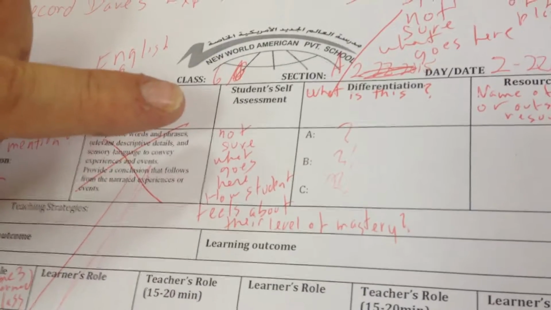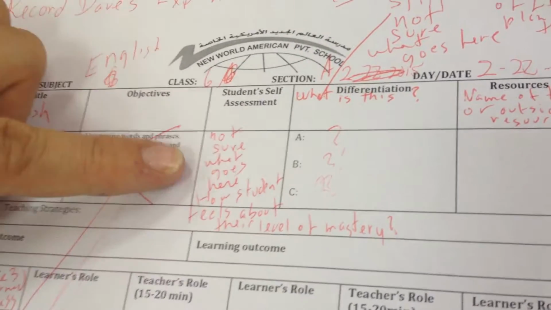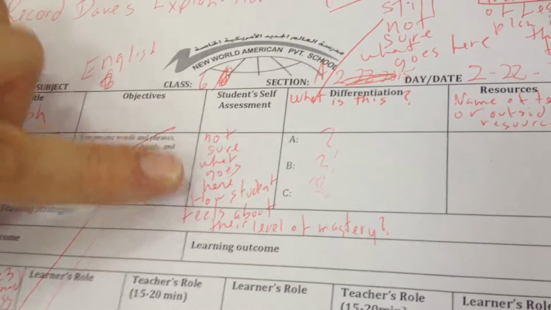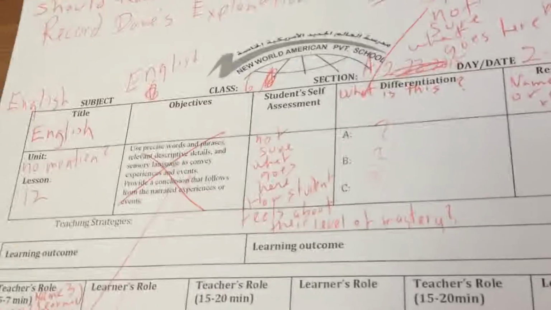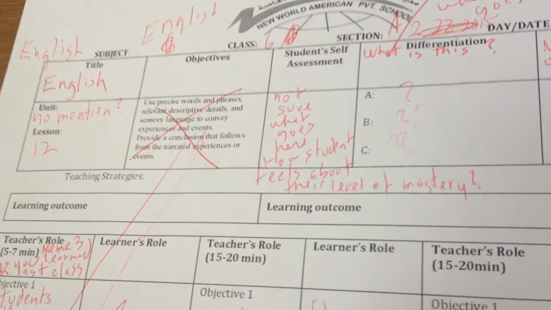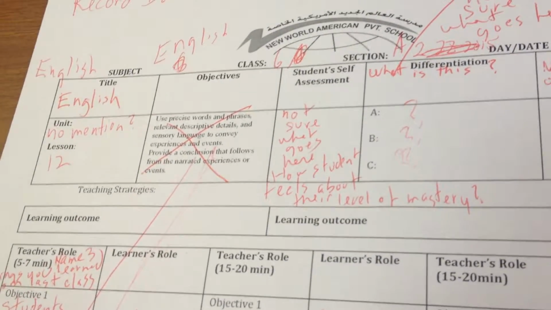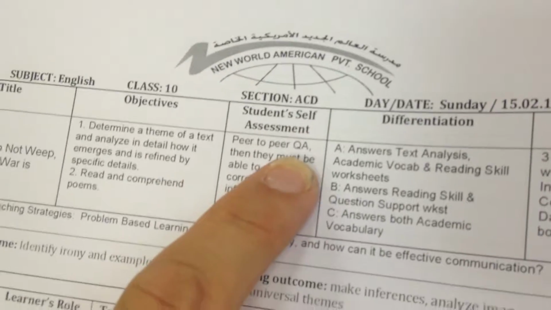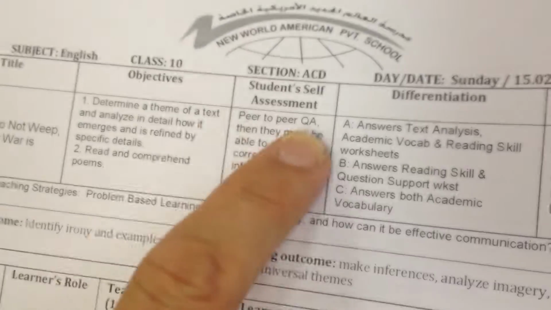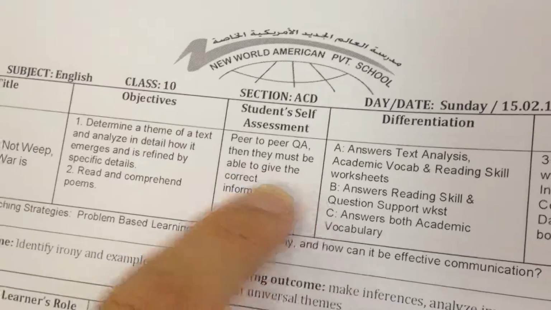The next one, the student's self-assessment, is how should the student be able to observe his own behavior to know that he accomplished the objectives. So, for instance, how can they prove to themselves? What is the key they have? In this one, very simply, their student self-assessment method was peer-to-peer question and answer. They must be able to give the correct information when prompted.